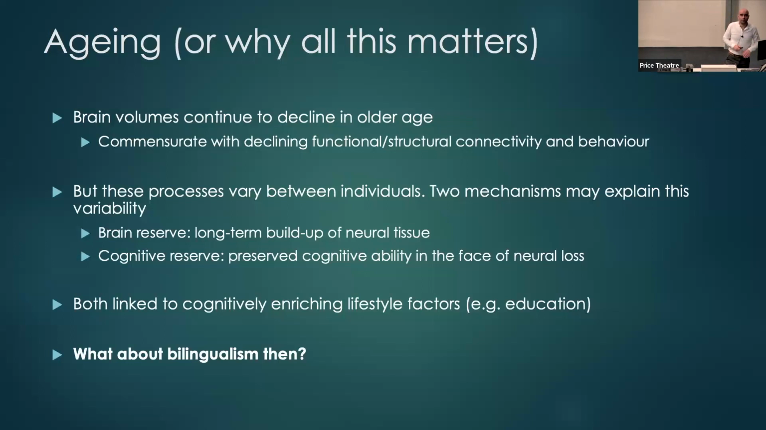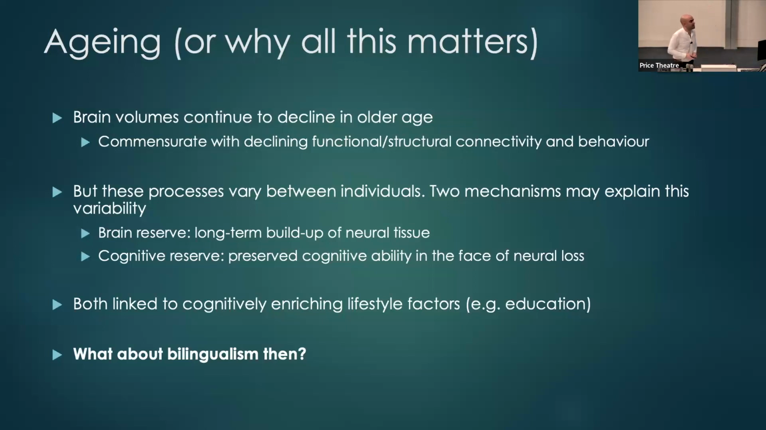Why does all this matter, right? And aging is why this all matters. So we know that brain volumes continue to decline in older age. I mentioned that. This is the definition of aging, right? The brain shrinks. And this is usually commensurate with decline in functional and structural connectivity and decline in behavior. But these processes vary between individuals.